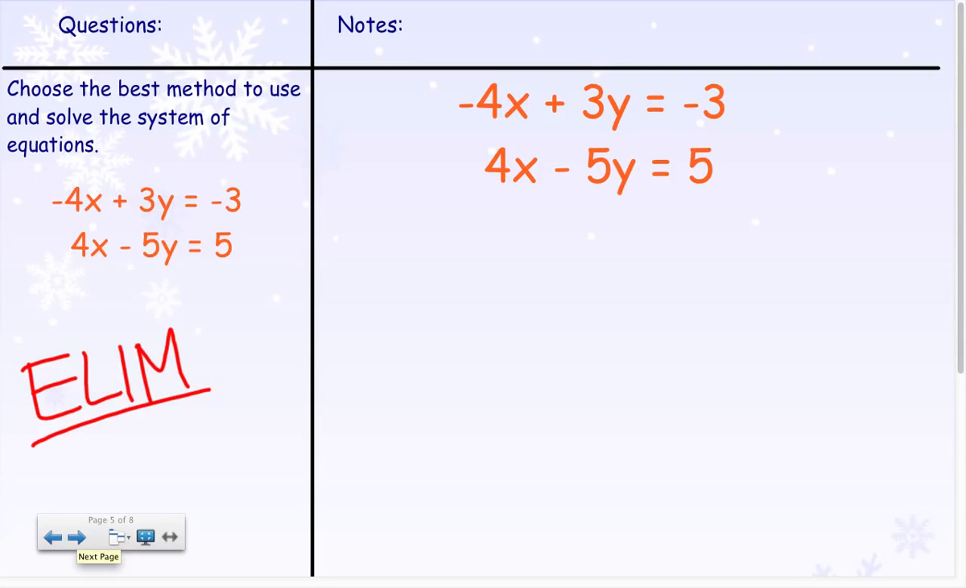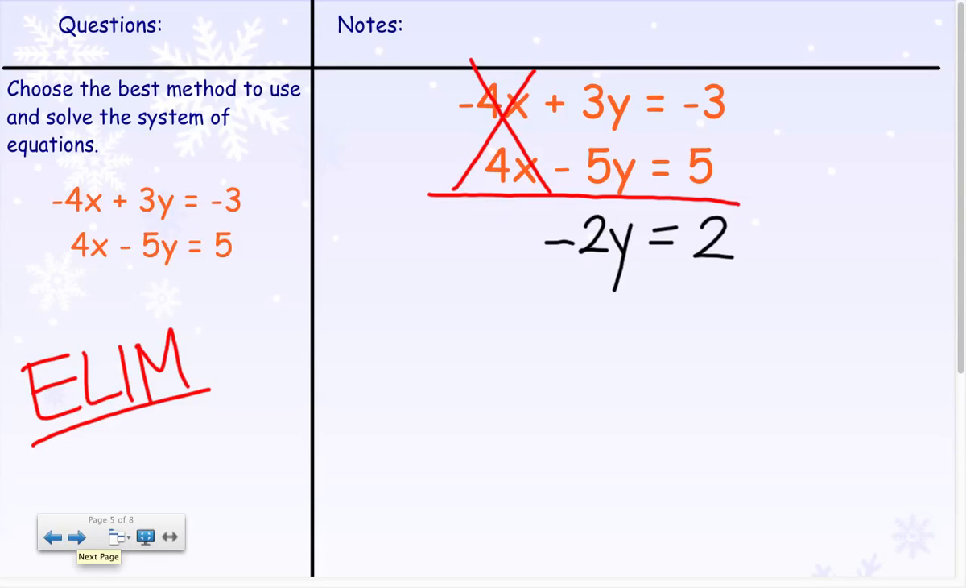So if I look at these two equations right now, I'm going to see if I have something to eliminate. And yes, I do. I have opposites right away. My opposites are 4 and negative 4, so I can cross those off immediately. Then I'm going to add 3 and negative 5, make negative 2. Negative 3 and 5 make positive 2. Break up my couple. And I'm left with y equals negative 1.